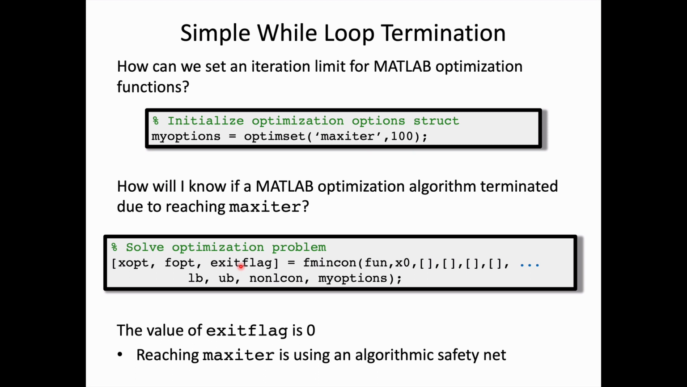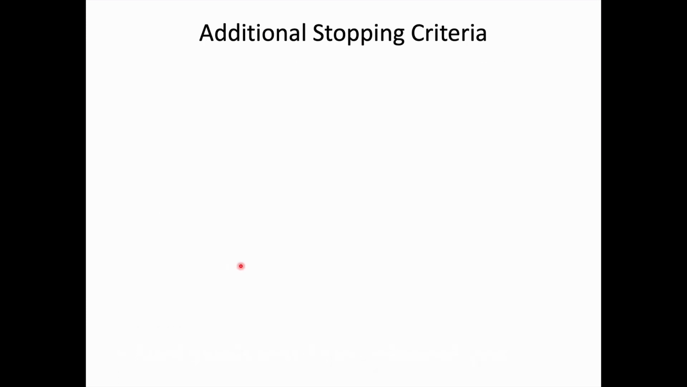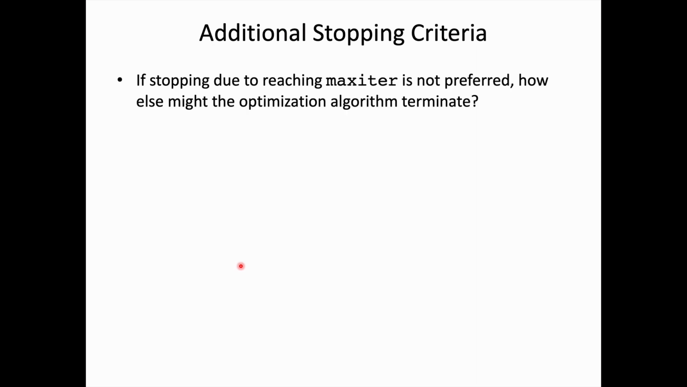Usually if we terminate because we've hit the maximum number of iterations, there's something going on, either with the problem formulation that we specified, or maybe there's some other kind of numerical issue. It requires some additional analysis, and you're going to need to take some kind of action to solve the problem in a more satisfactory way. Let's have a look at some additional stopping criteria.